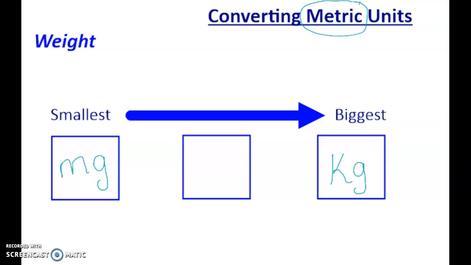We're going to focus on milligrams, kilograms, and do you know what comes in between those? So it's bigger than a milligram, but smaller than a kilogram. Do you know what that might be? It's a gram.